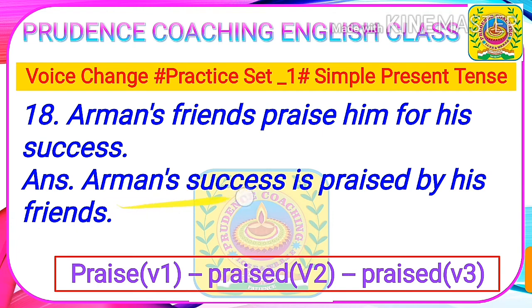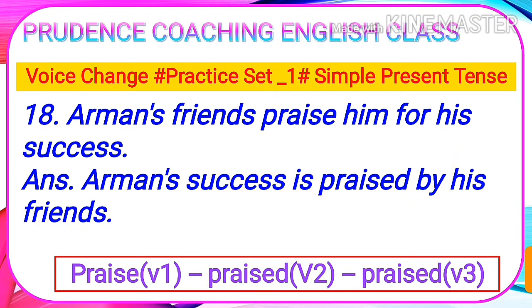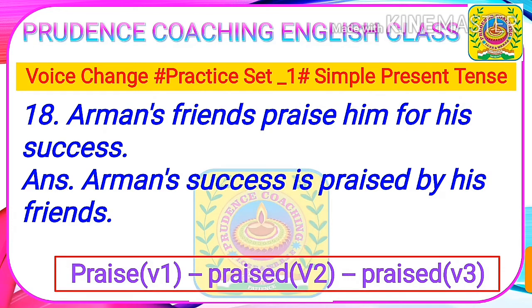Here, Arman's success is our new subject, and as you can see, the tense in the active voice is simple present tense. So we have used is, am, are according to our new subject which is singular. So we have used is. After that we need to write the V3 or the past participle form of the given verb. Here the verb in active voice is praise, which will become praised in the passive voice, and we need to end by writing by, which is a preposition. After that we will write his friends, which is the object of the passive voice. Let us see the next one.